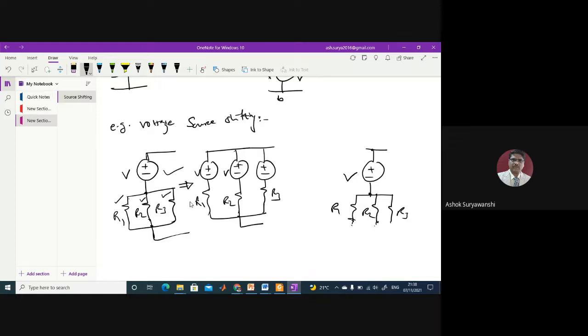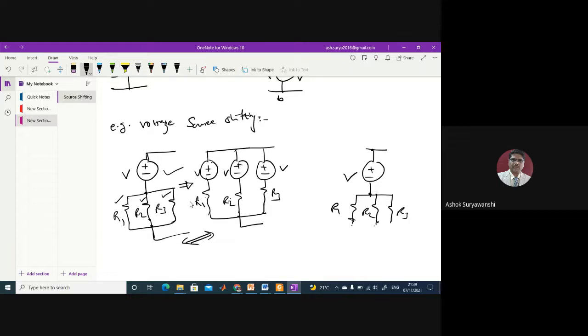Because these three branches are parallel, this voltage source V is the same everywhere. But because of the shifting of the voltage source into each of the parallel branches, basically these two circuits are the same. Because of this source shifting, resistor R1 has come into series with V, R2 has come into series with V, and R3 has come into series with V. And therefore we can transform each of these voltage sources into an equivalent current source.